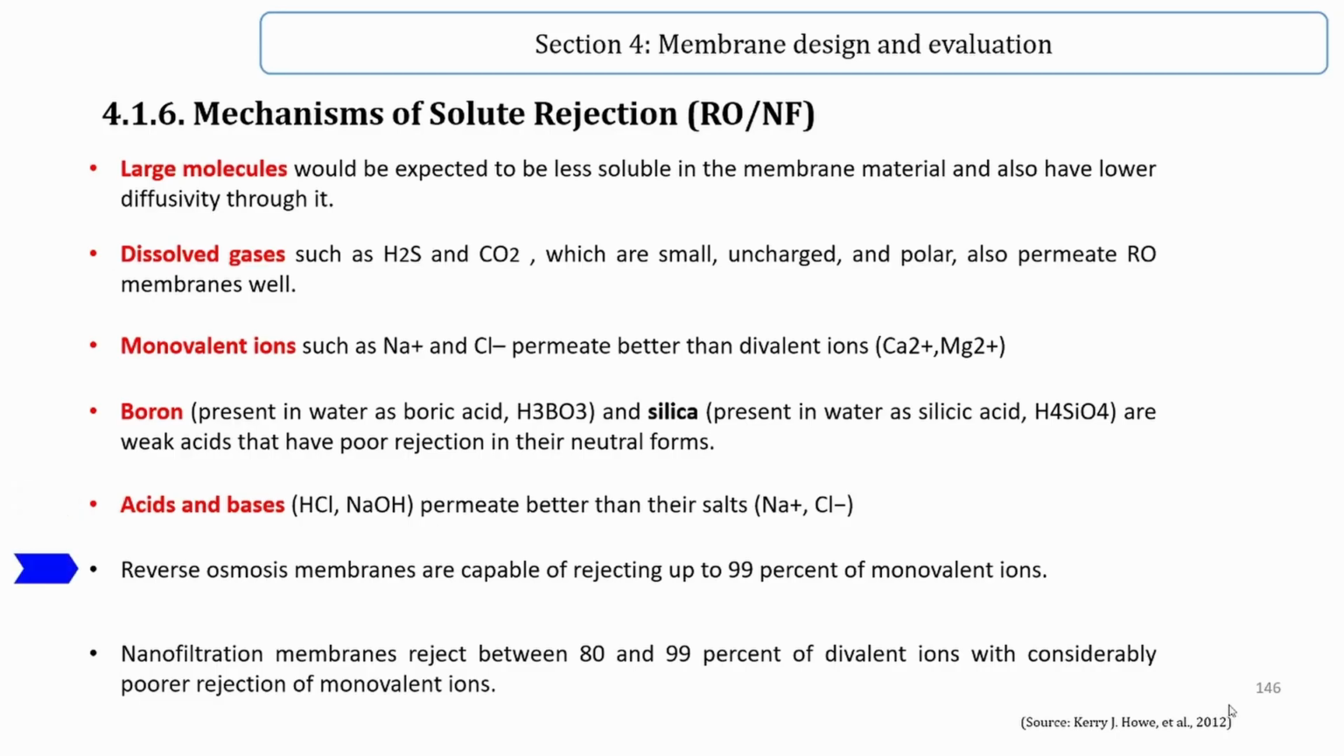Reverse osmosis membranes are capable of rejecting up to 99% of monovalent ions. But nanofiltration membranes reject between 80 and 99% of divalent ions with a considerably poorer rejection of monovalent ions.